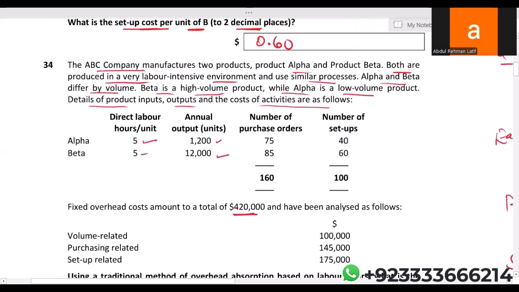Very easily we can calculate labor hours. Annual output is 1,200 for alpha, and one unit takes 5 hours. It means 1,200 into 5 for alpha. For beta, it is 12,000 into 5. Because one unit of beta takes 5 hours, one unit of alpha takes 5 hours, but the annual volume is different. So let's calculate the total labor hours. 1,200 into 5 plus 12,000 into 5. I'm getting 66,000. So labor hours are 66,000.